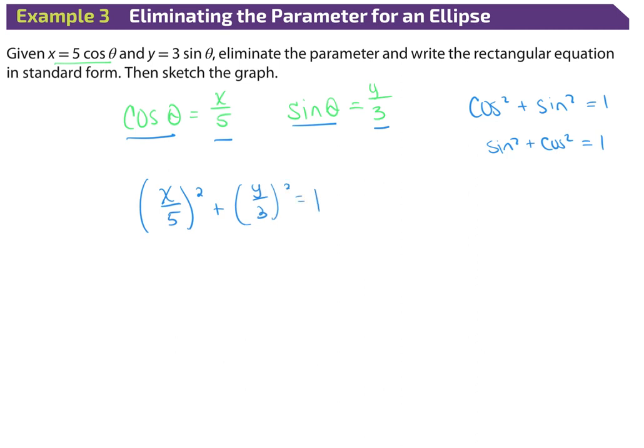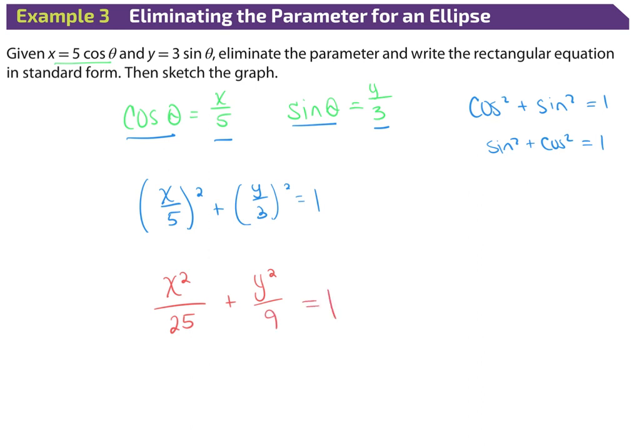That's logical, is it not? I mean, if I have cosine and sine of the same theta, they always square and equal 1. It is Pythagorean identity 101, right? And this actually gives me a standard equation. This gives me x squared over 25 plus y squared over 9 equals 1.